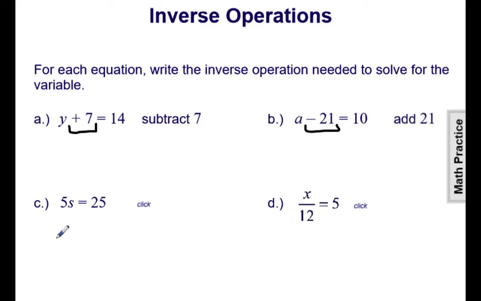In C, we have 5 times s, or 5s equals 25. We have a current operation of multiplication, multiplying by 5. So we need to do the opposite of multiplying, which is divide by 5. And in D, we have x divided by 12 equals 5. So the current operation is dividing by 12. The inverse would be to multiply by 12.